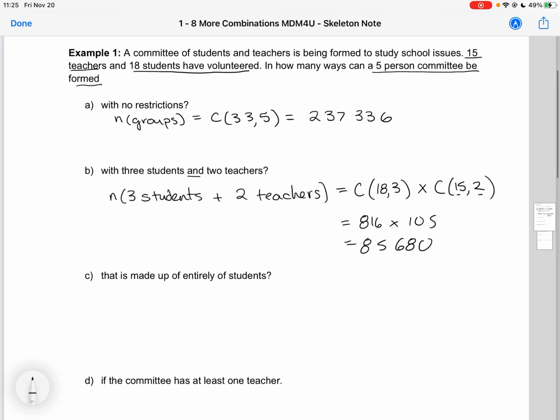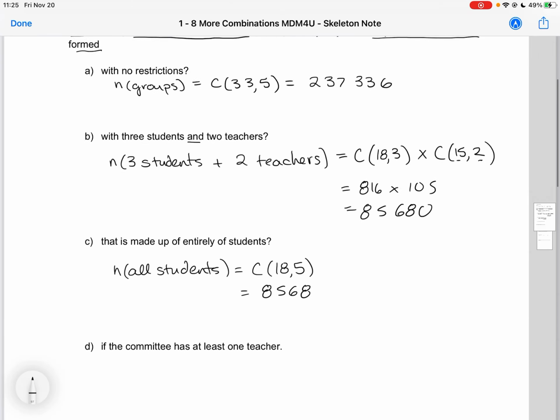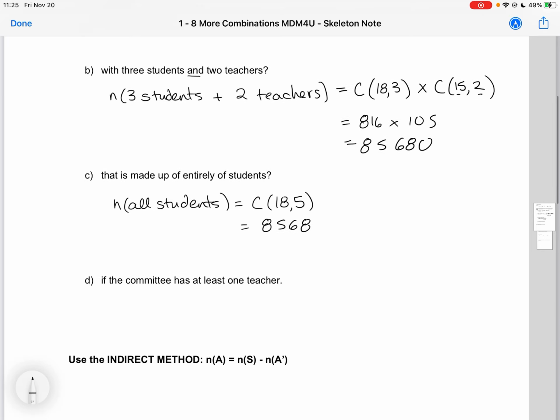The next one, choosing a committee that is made up entirely of students. We would only be choosing 5 students from the group of 18, which would give us 8,568.